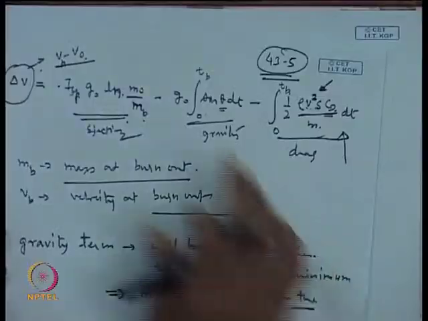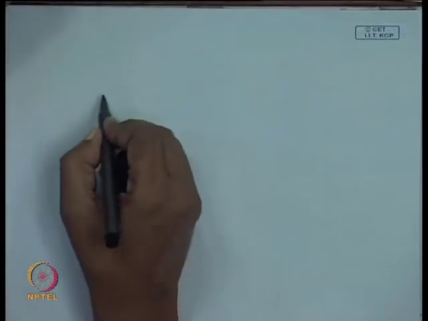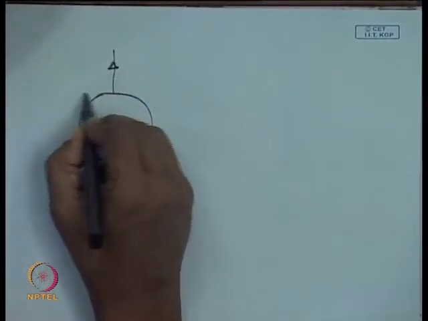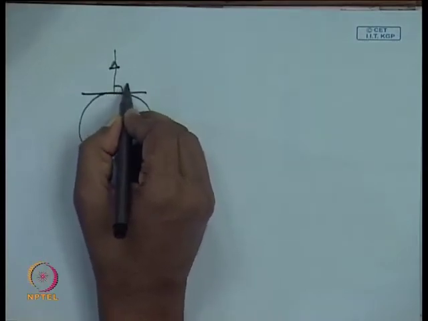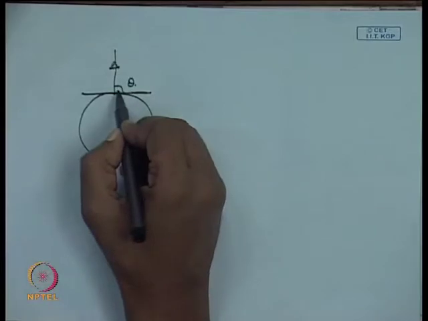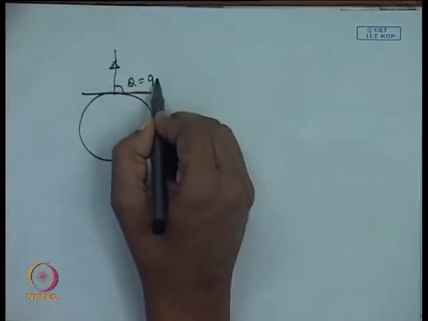And theta equal to 0, what it relates to, like if you are doing the vertical ascent. So, here we are measuring the angle from here, the local horizontal, which is theta. So, in the vertical ascent theta equals 90 degrees.